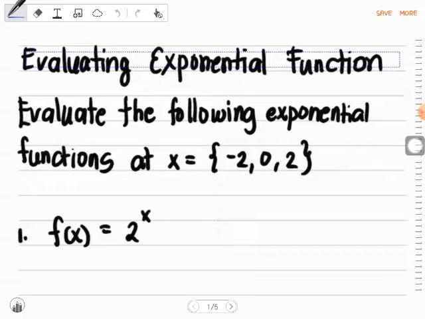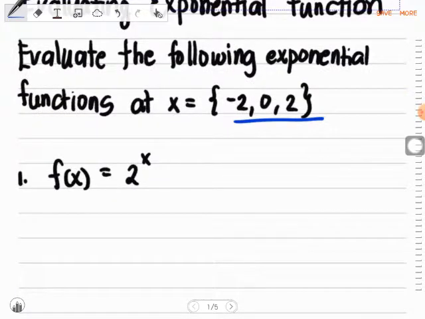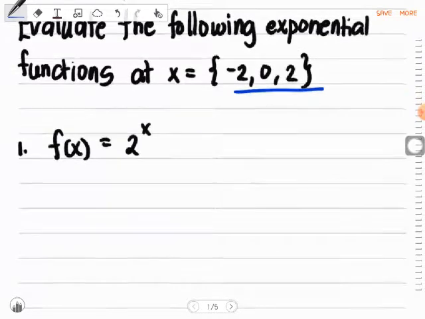Evaluating exponential functions. Evaluate the following exponential functions at x equals negative 2, 0, and 2. So these are the values of x for the exponential functions that we're going to solve. Number 1, f of x equals 2 raised to x. This is the first exponential function.